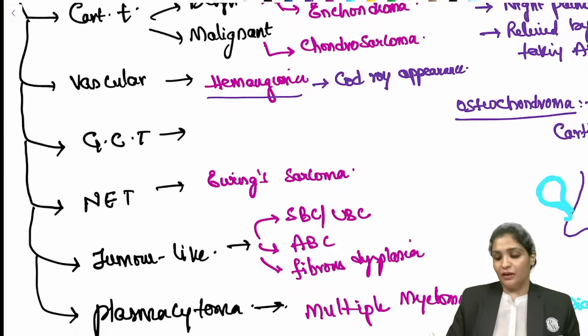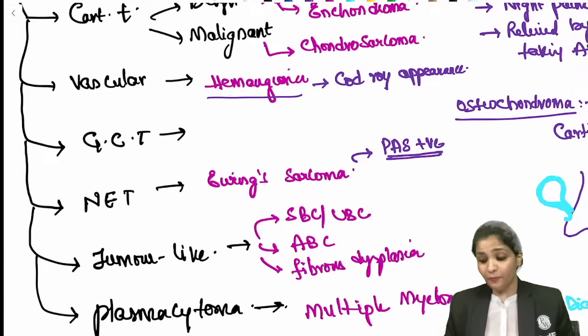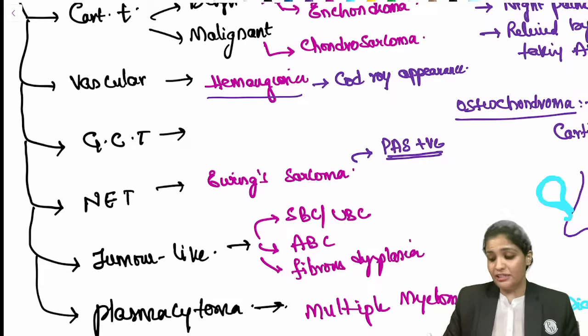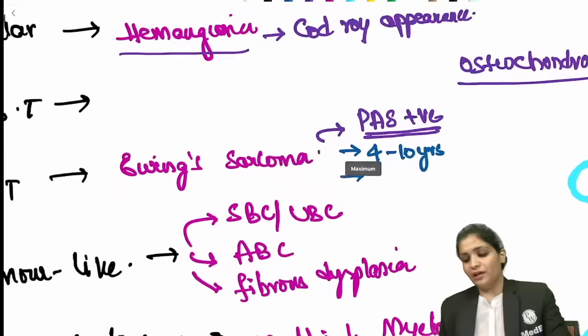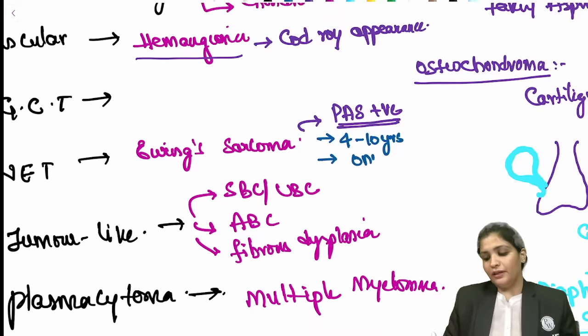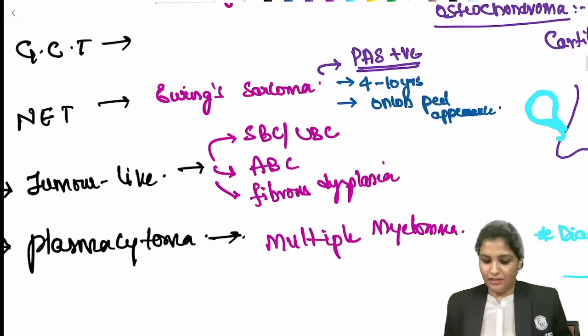Then coming to Ewing sarcoma. So Ewing sarcoma is usually PAS positive. So that is the important feature here. And then it is usually seen in children aged 4 to 10 years. And what is the periosteal reaction which is occurring in Ewing sarcoma? Onion peel appearance. Right? Onion peel appearance.